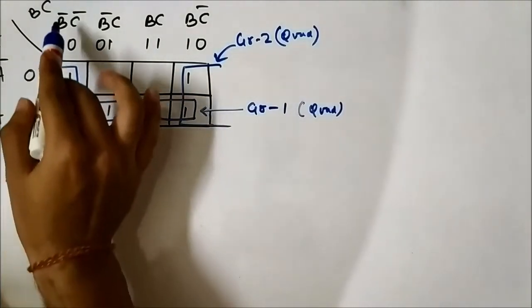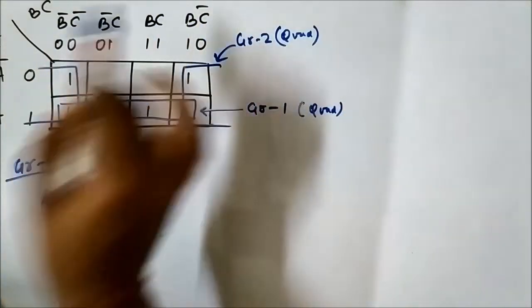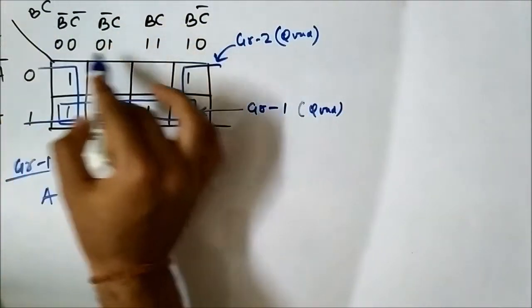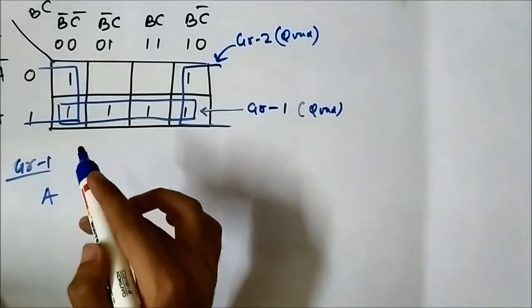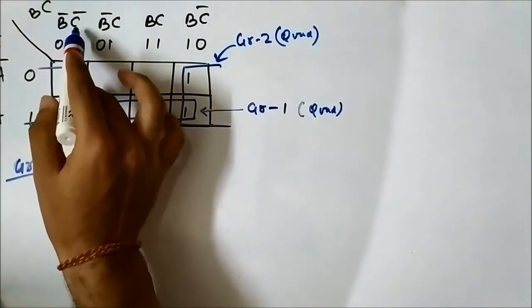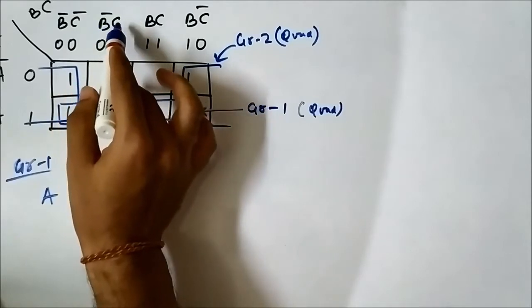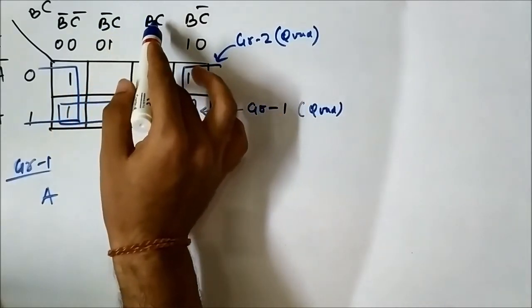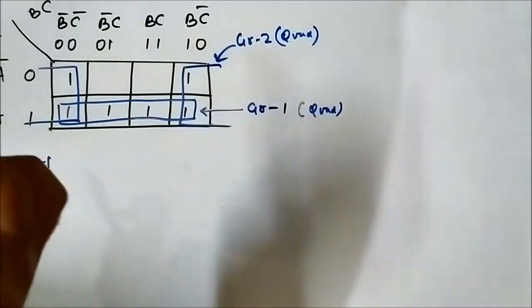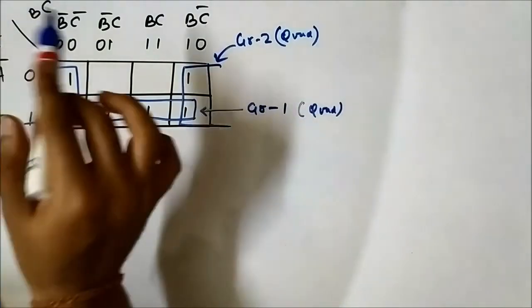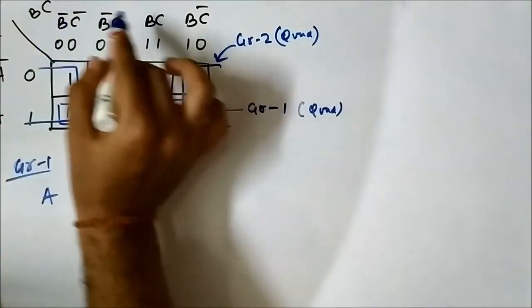Now in each of these 4 cells, can you find any common variable? Here it is B bar C bar, here it is B bar C, here it is BC, here it is BC bar. So you cannot find any single common variable in these 4 cells.